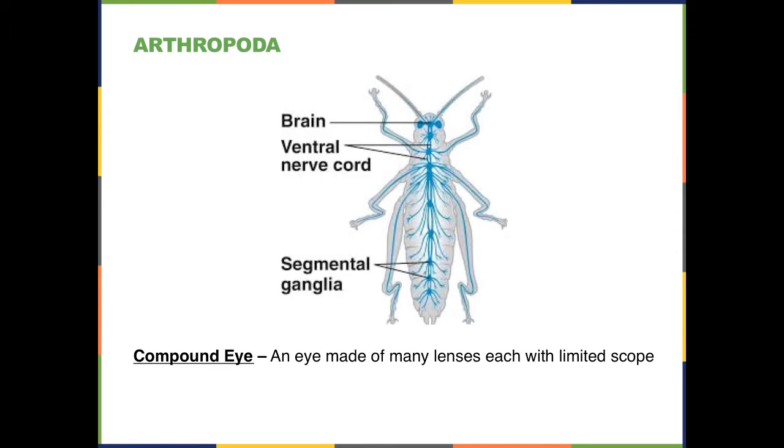Most of the arthropods, the insect side of the arthropods, have what's known as a compound eye. A compound eye is a single eye that has multiple lenses. Each lens has limited scope. And because of the design of these eyes, they don't see images quite clearly. They see more shadows moving back and forth.